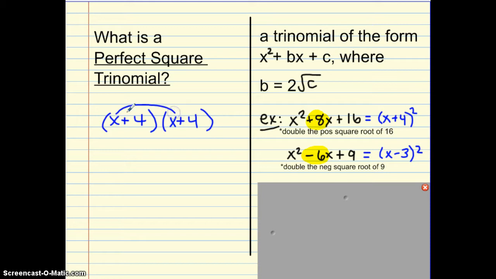If I factor this out, well, distribute this out, I have x squared plus 4x plus 4x plus 16, which simplifies to x squared plus 8x plus 16.